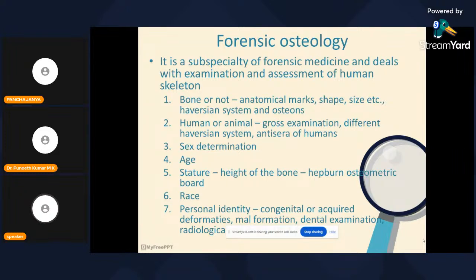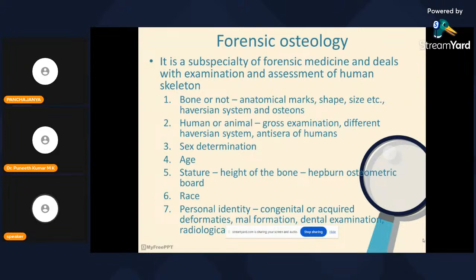Based on the height of a bone, that is osteometric examination, with the Hepburn osteometric board, the length of a bone is measured. Based on that height, we can identify the person. If it is a very long bone, it belongs to a male. If it is small, it belongs to a female.